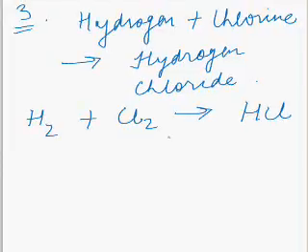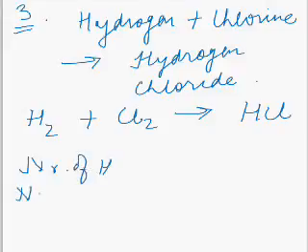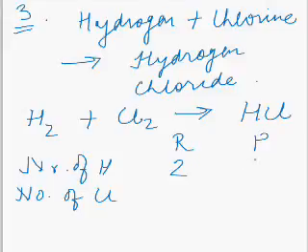For balancing this chemical equation, we have to count the number of atoms on both sides of this reaction. Number of hydrogen atoms, number of chlorine atoms on reactant side as well as on the product side of this chemical reaction. How many hydrogen atoms are there on reactant side? It is 2, and on product side it is 1. Number of chlorine atoms on reactant side is 2, and number of chlorine atoms on the product side is 1.